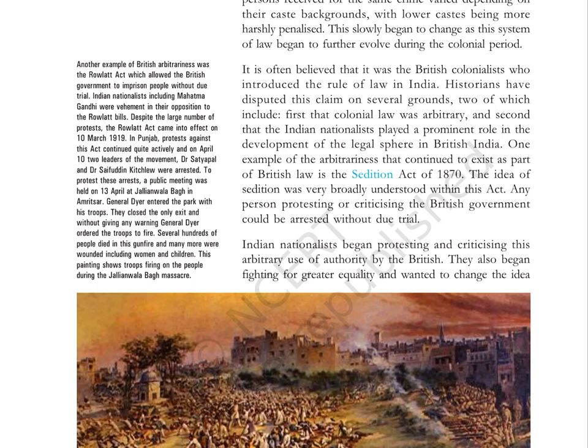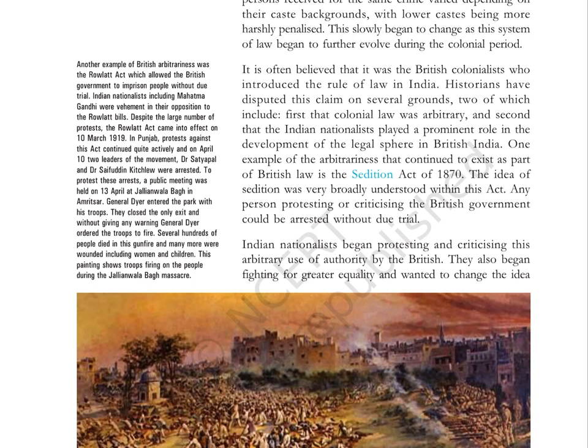One example of the arbitrariness that continued to exist as part of British law is the Sedition Act of 1870. The idea of sedition was very broadly understood within this act. Any person protesting or criticizing the British government could be arrested without due trial. Another example of British arbitrariness was the Rowlatt Act, which allowed the British government to imprison people without due trial.